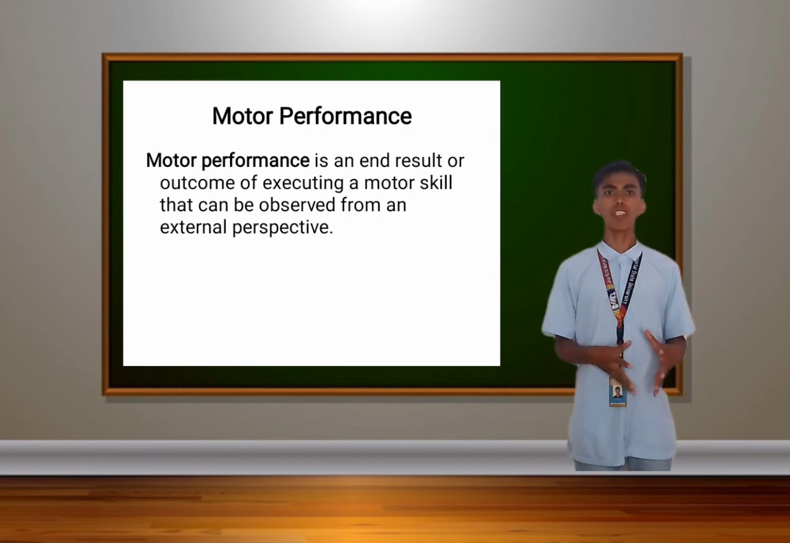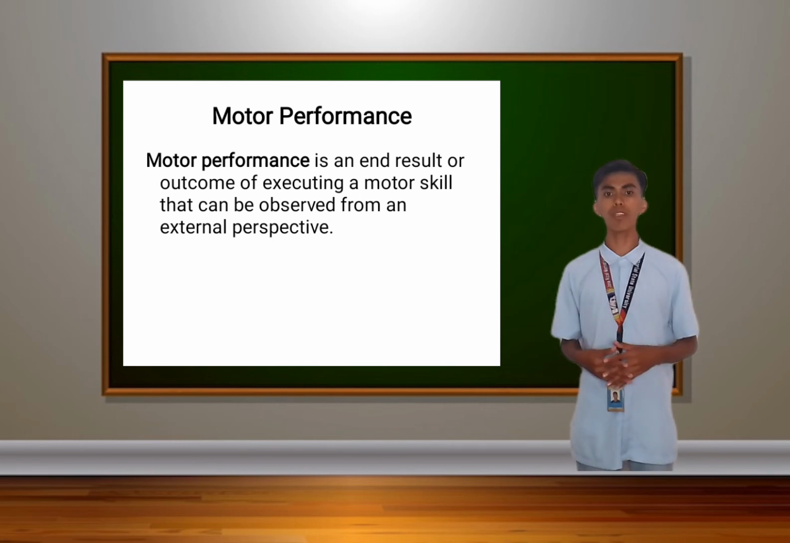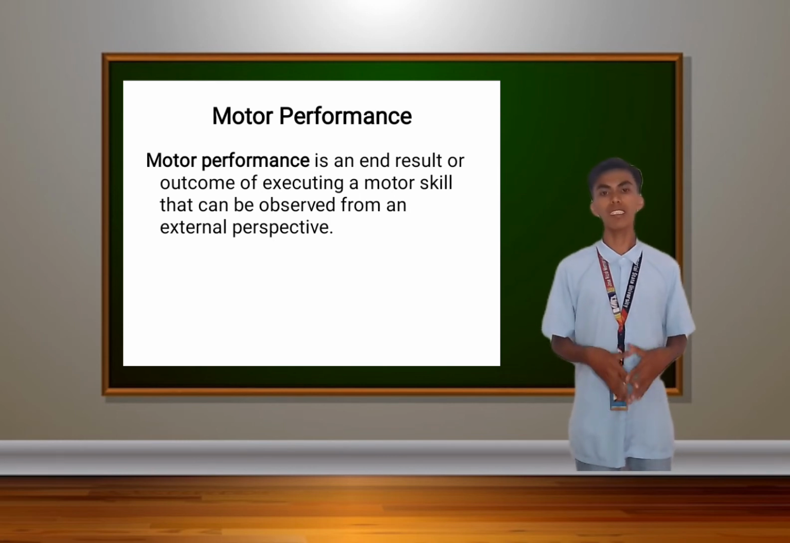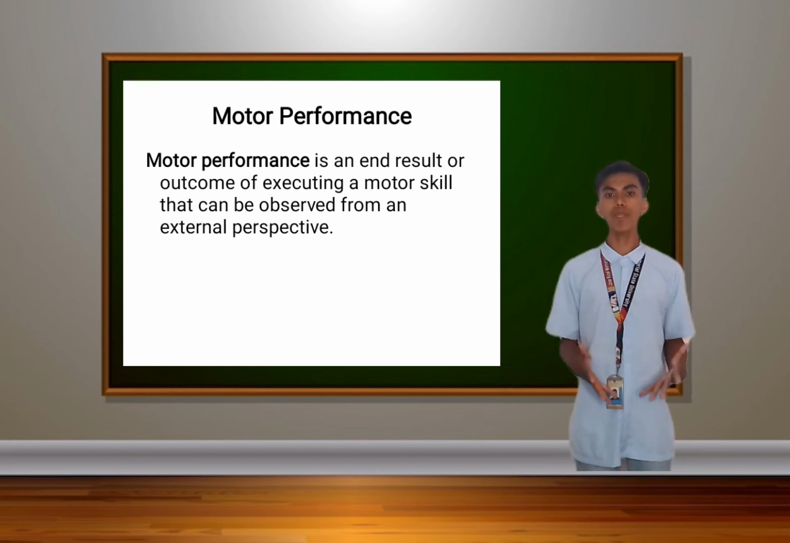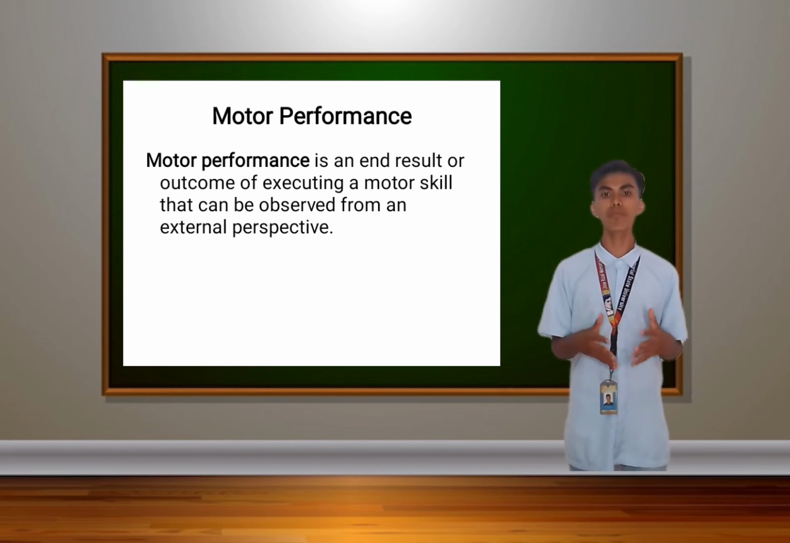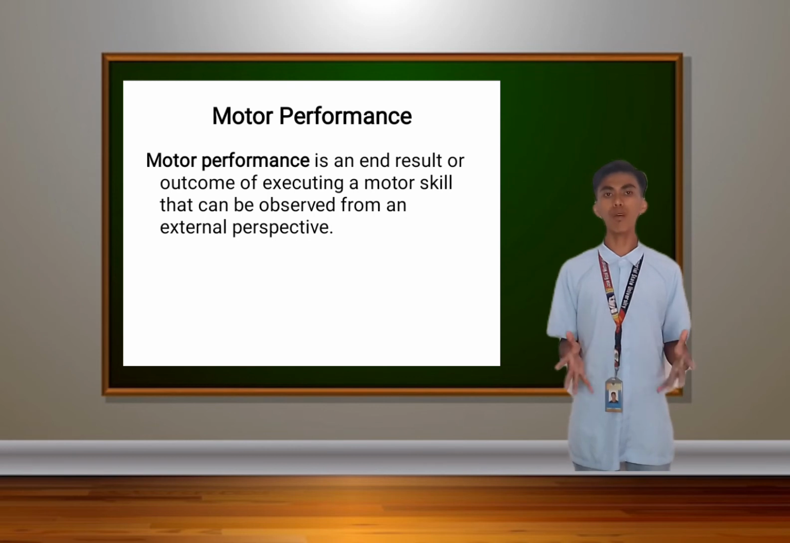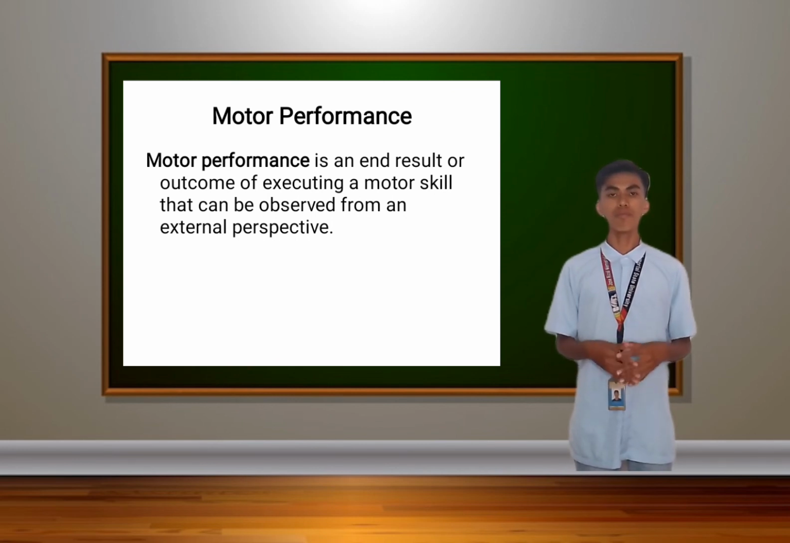Next topic, motor performance. What is motor performance, class? Motor performance is an end result or outcome of executing a motor skill that can be observed from the external perspective. So motor performance can be realized when a person executes or participates in any activities of the environment.